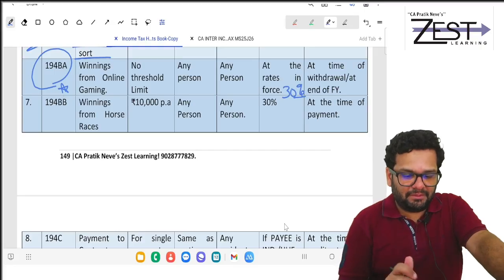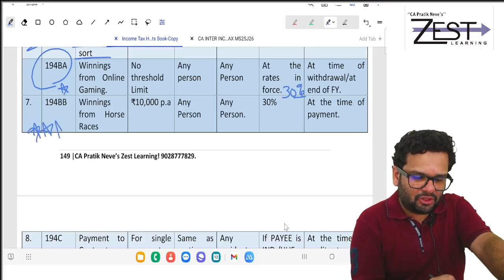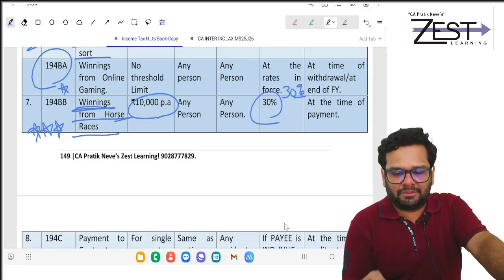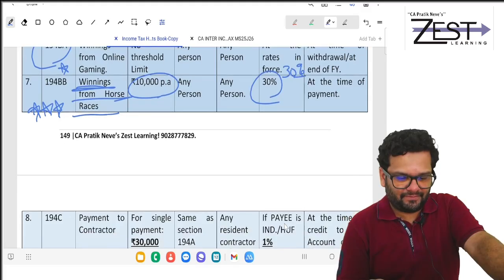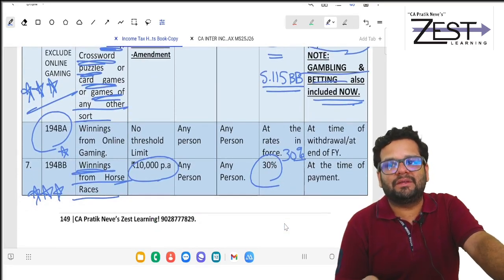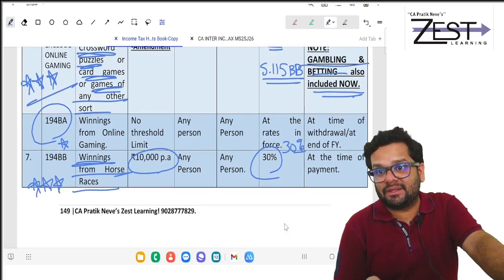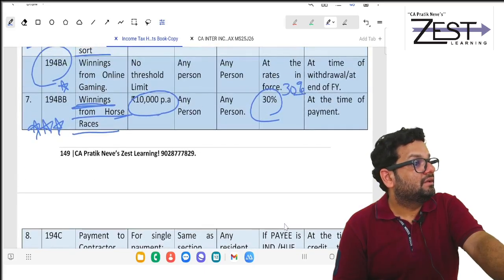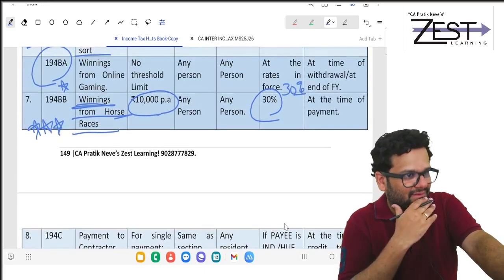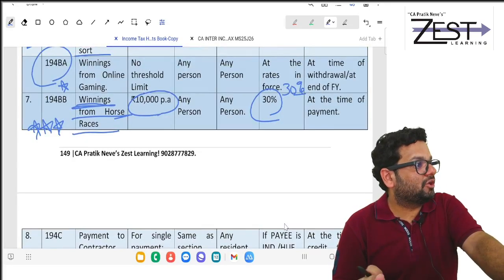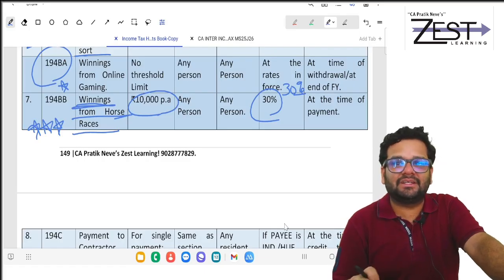BB. Again 3 stars. Winning from horse races. Same thing: 10,000, 30%. So actually you could have clubbed 194B and BB. Everything is the same for B and BB. But anyway, horse race has a separate limit of 10,000 and lottery winning has a separate limit of 10,000. The rate is the same.